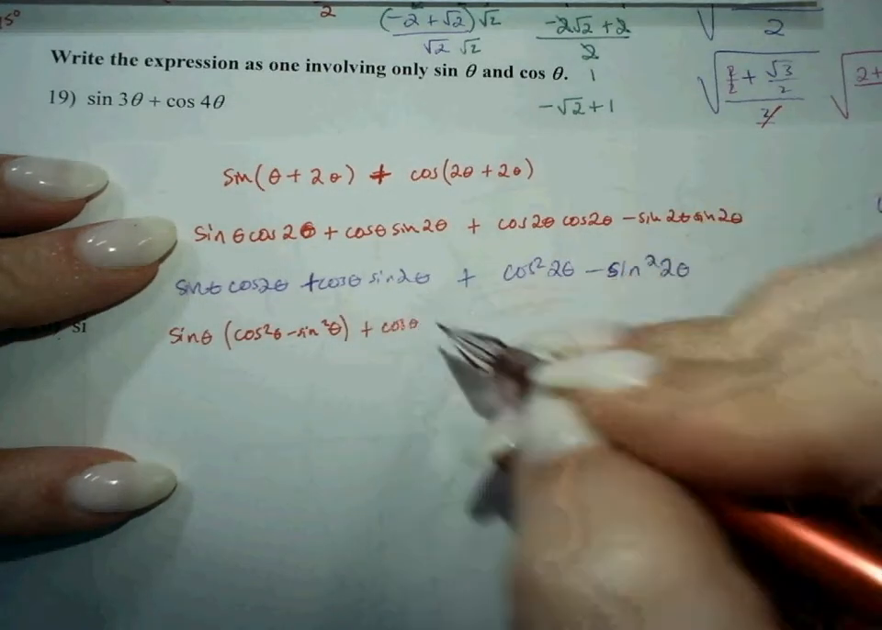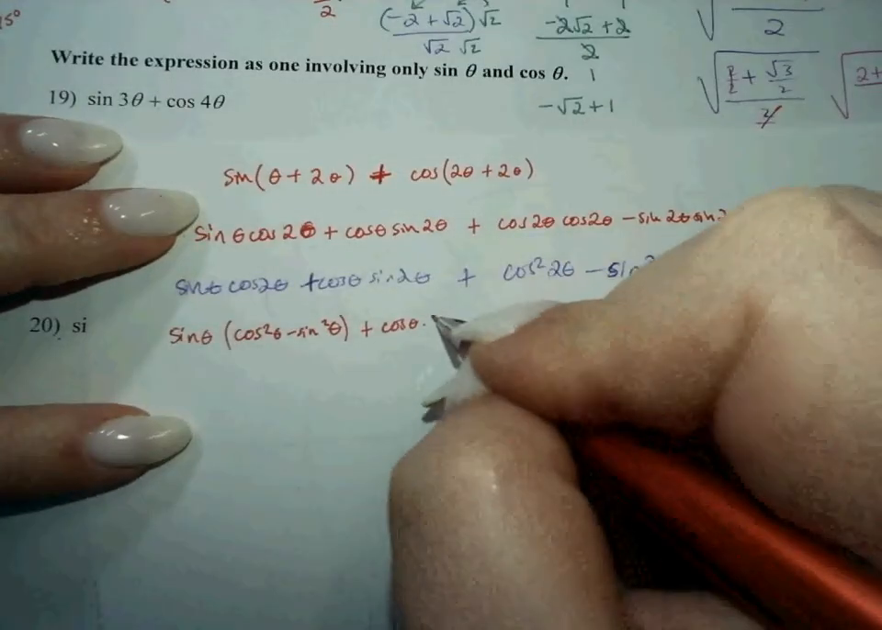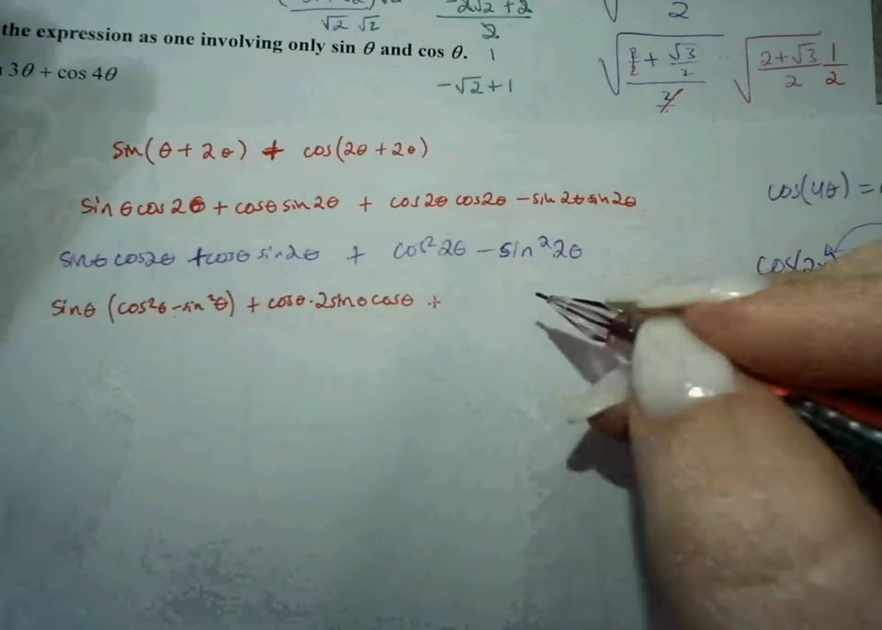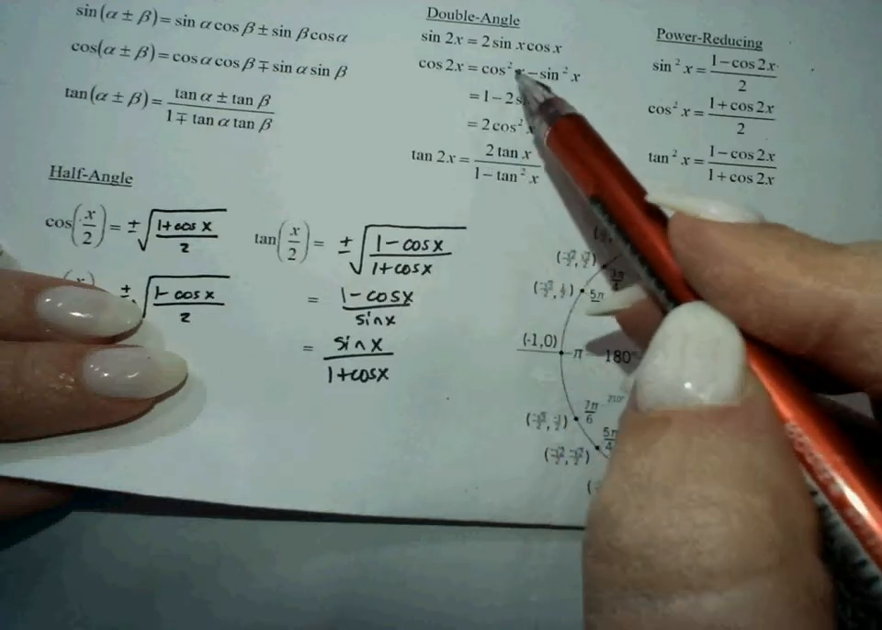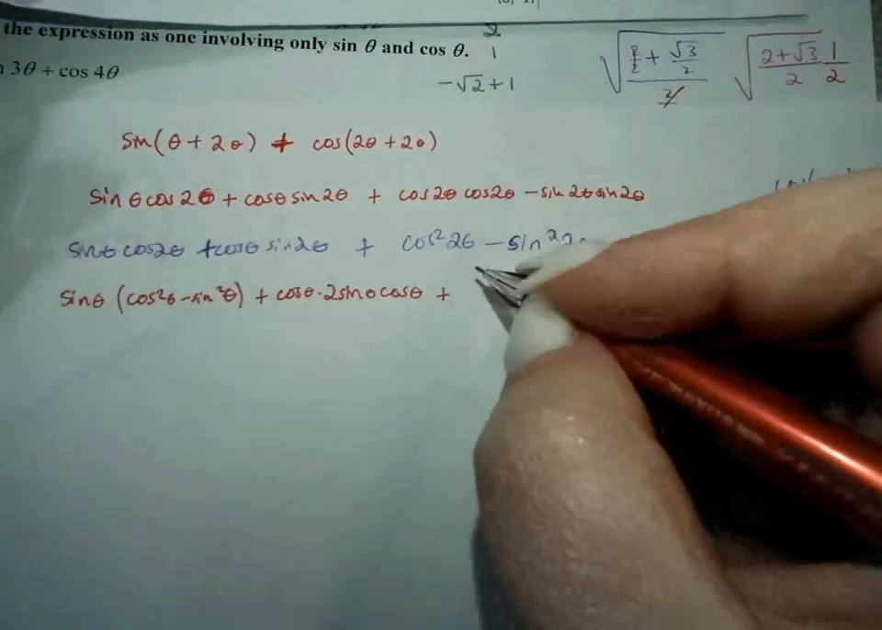So sine of theta times cosine squared minus sine squared, plus cosine times sine of 2 theta. It's just got one option, 2 sine cosine. So times 2 sine theta cosine theta, plus cosine squared of 2 theta.